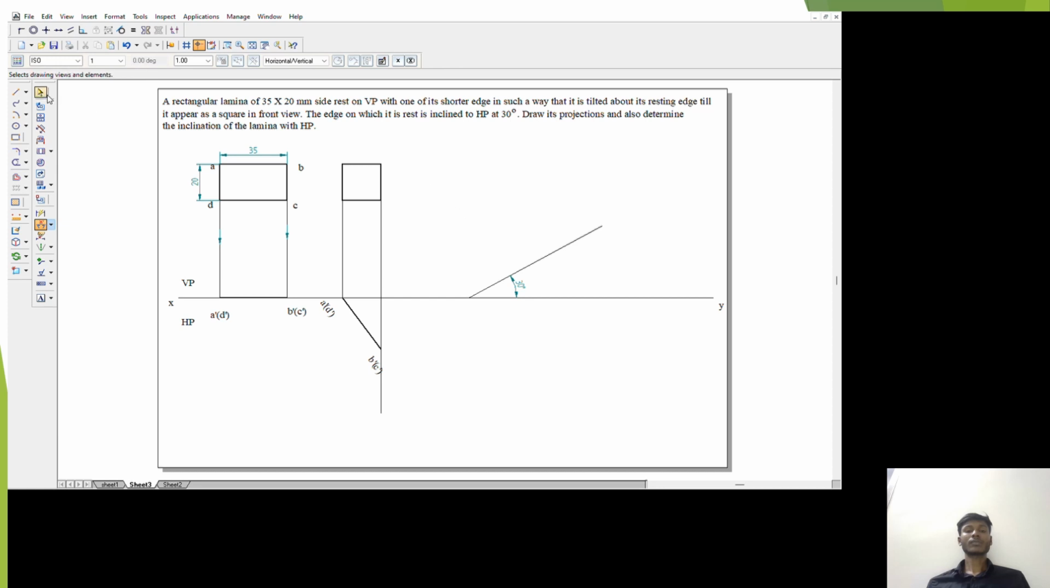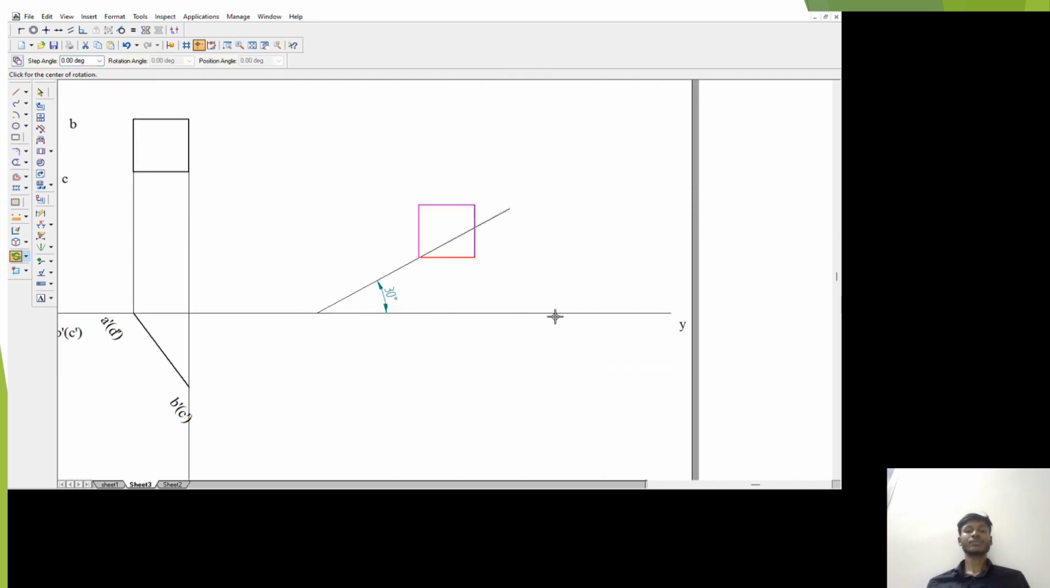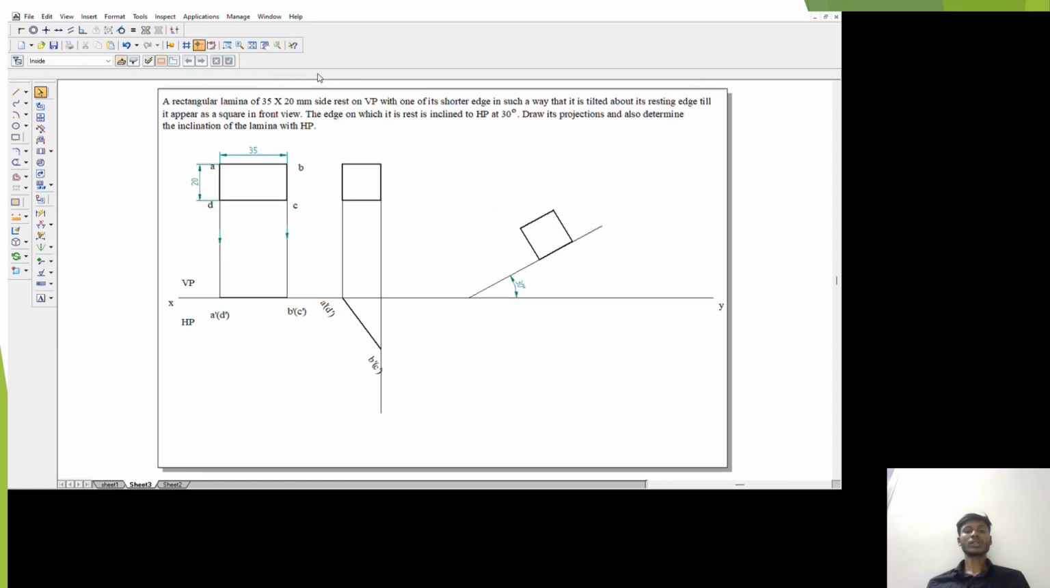Then mark the points with a visible line, then join the points A to B, then B to C, then C to D, and D to A. Then go to annotation, mark, then go to arrow end. We want to put arrow ends.